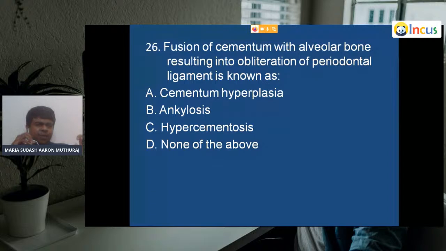There will be a fusion of alveolar bone with the cementum. In the due course of ankylosis, the cementum will be gradually resolved, and it is replaced completely with the alveolar bone. As the ankylosis progresses, first there will be obliteration of the periodontal ligament. This is followed by resorption of cementum. And finally, if all the cementum is resorbed, there will be shedding of the tooth.